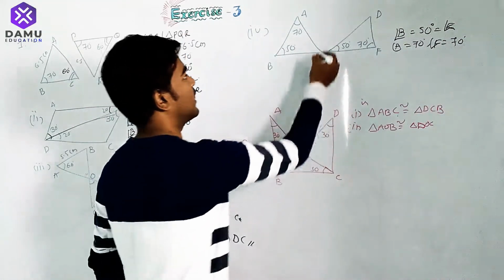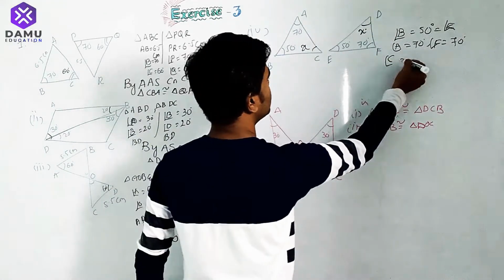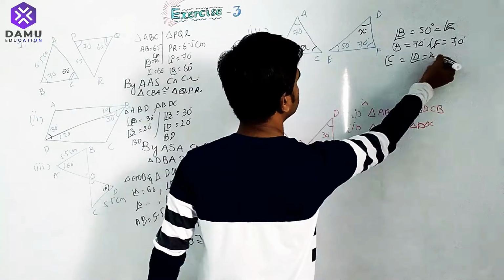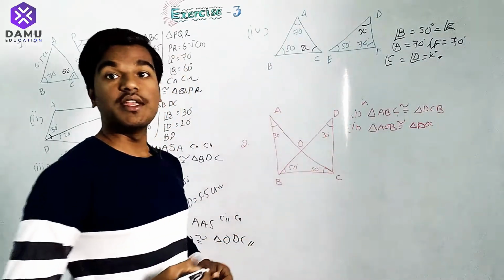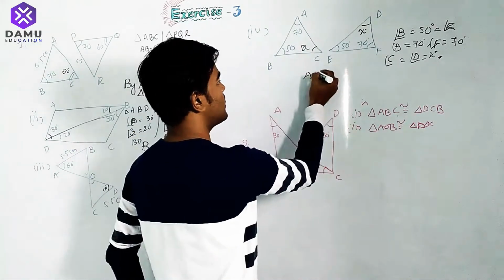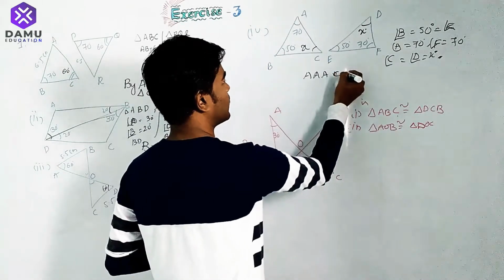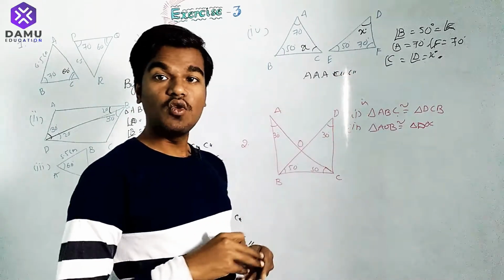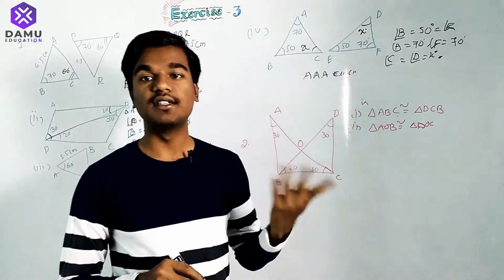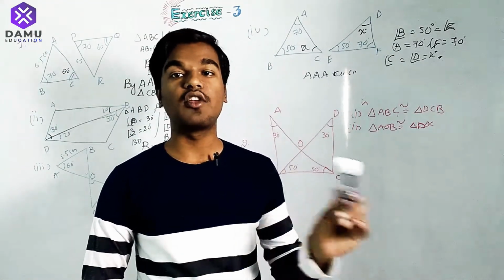Then what is the other angle? This may be x degrees, this may be x degrees. See here, angle C will be equal to angle D, equal to some x degrees. But there is no criterion like AAA congruency criterion. There is no AAA angle congruency criterion. With the three angles we cannot say both the triangles are congruent to each other. We cannot say like that.